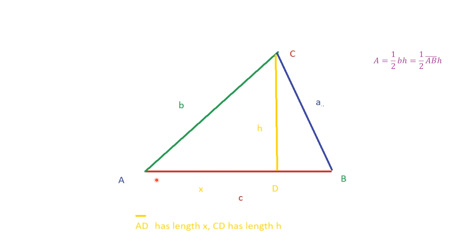So I'm going to call this side X, AD is X, and DB is the entirety of this line segment AB minus X. So the two have to add up to the length of AB. So if I'm going to have X on one side, I'm going to have the total length minus x on the other.